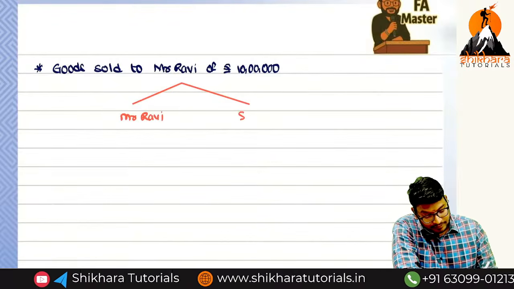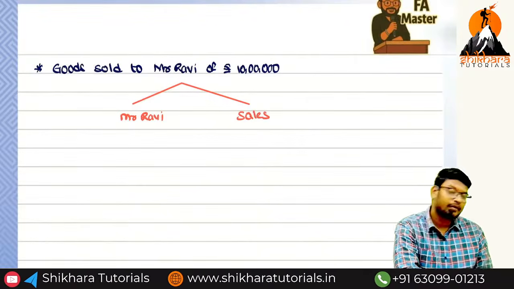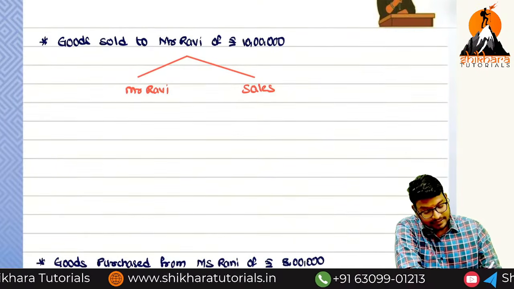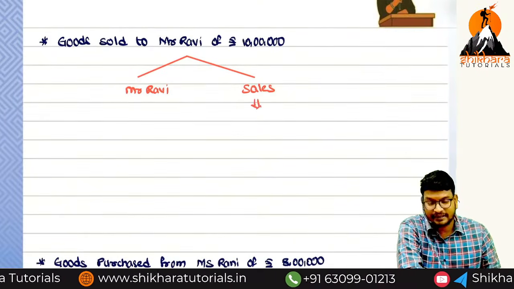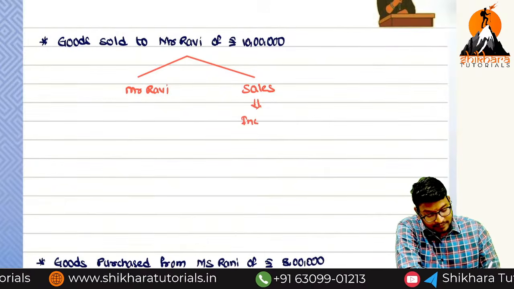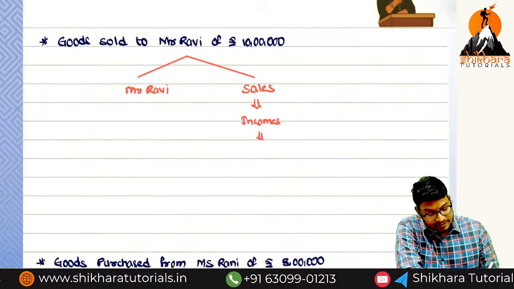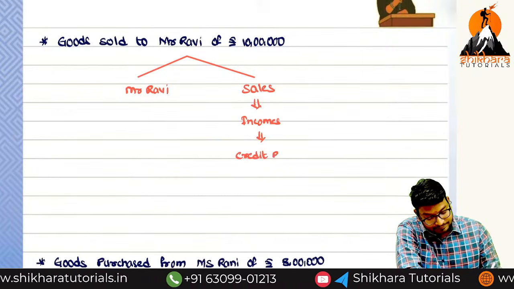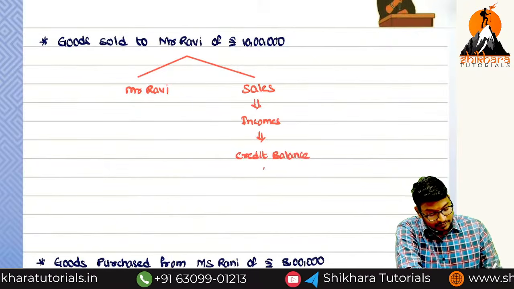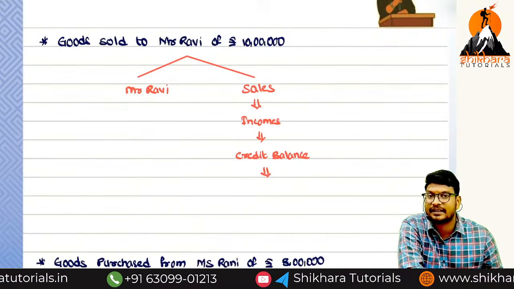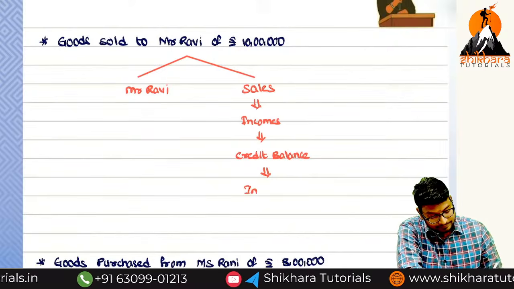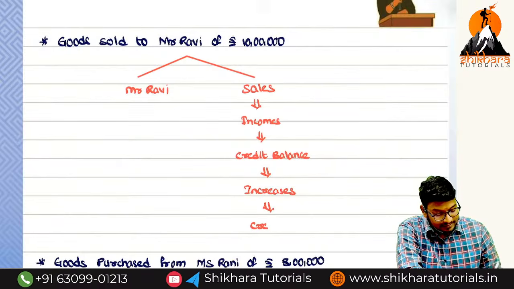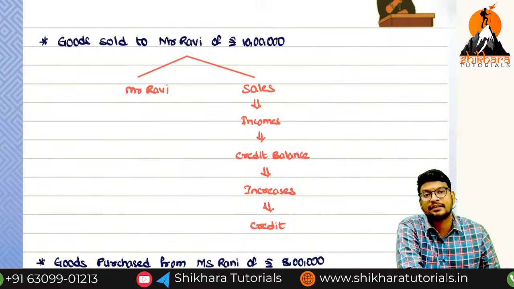And the next one, sales. The two outcomes are Mr. Ravi and the sales. First we can decide the sales. Already we have seen this in the above transaction. Sale is an income. So income will have which balance, debit balance or credit balance? Income will have the credit balance. I have always told you that incomes and expenses increase. So increases means what do we need to do? Credit balance increases means credit. Debit balance increases means debit.